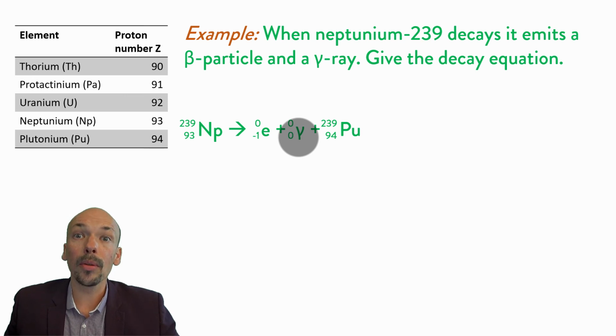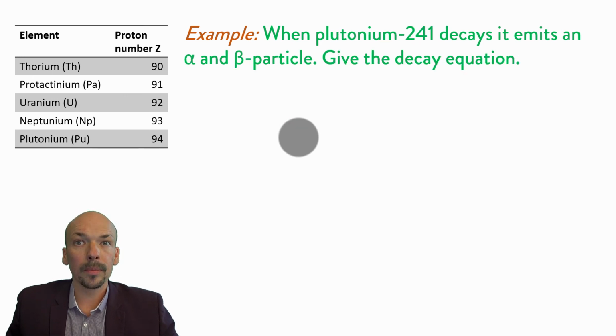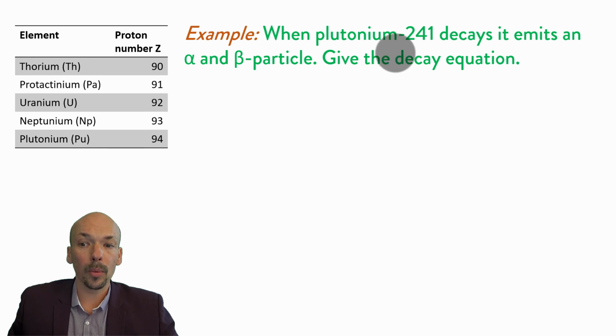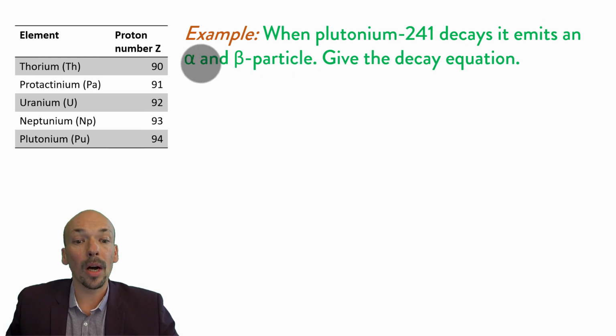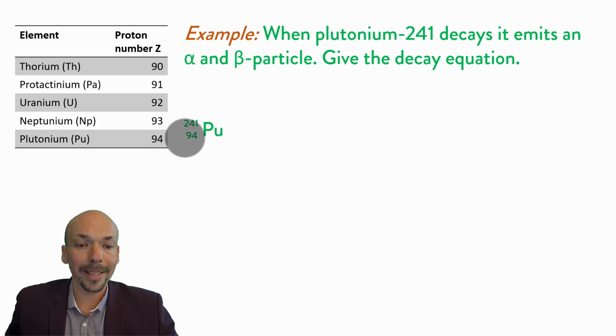We will now go to the third example question. When plutonium-241 decays, it emits an alpha and a beta particle. Give the decay equation. Try this for yourself and pause the video now. So first we write down the correct symbol for plutonium-241, which is plutonium-241 94, as you can see here in the table. The proton number is 94.